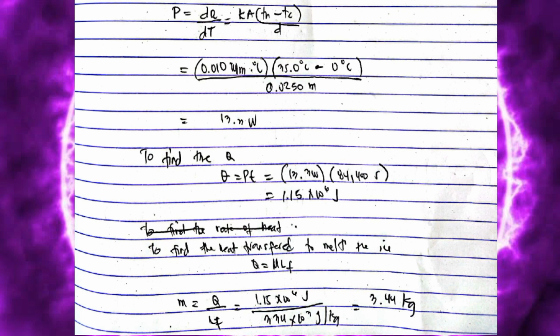So to find the heat transferred to melt the ice, we use the equation Q is equal to mLf. So in this equation, we find the mass. So the formula here will be mass is equal to Q divided by Lf. So we all know that our Q is 1.15 times 10 raised to the power of 6 joules divided by our Lf here, which is given as 334 times 10 raised to the power of 3 joules per kilogram. So we come up with the answer of 3.44 kilograms.